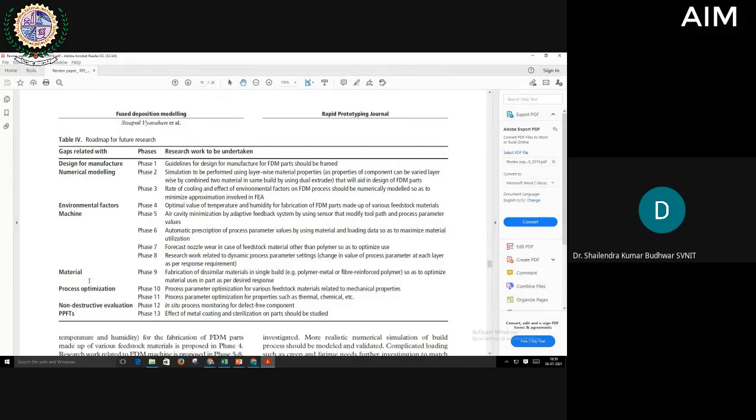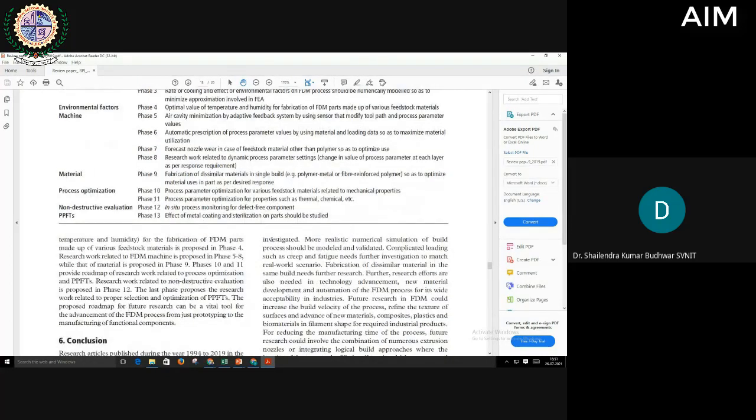Then related to material, that is phase 9, fabrication of dissimilar material in a single build, polymer, metal, fiber reinforced polymer, so as to optimize material use in a part as per desired response. Then for process optimization, there are 2 phases: process parameter optimization for various types of material related to mechanical properties, and then process parameter optimization for properties such as thermal, chemical, etc. Then non-destructive evaluation, and then PPFTs. So this is the roadmap for future research to fill the research gaps.